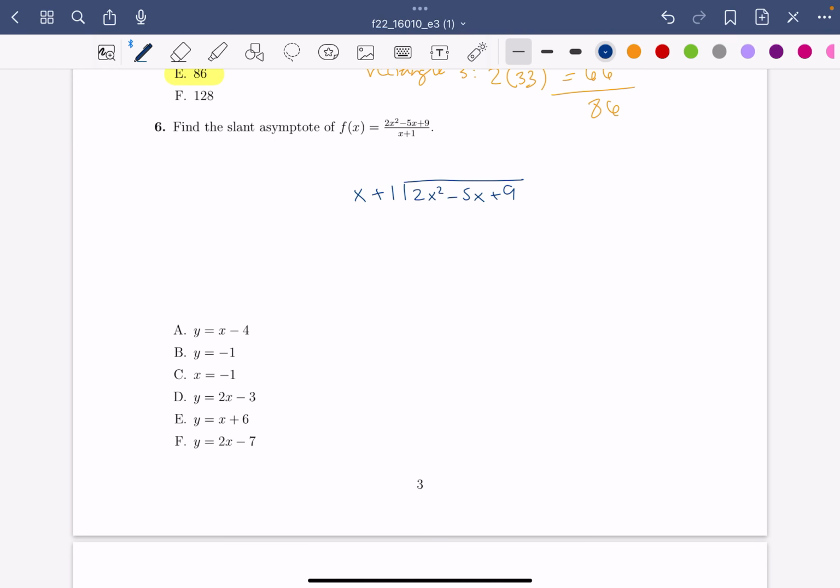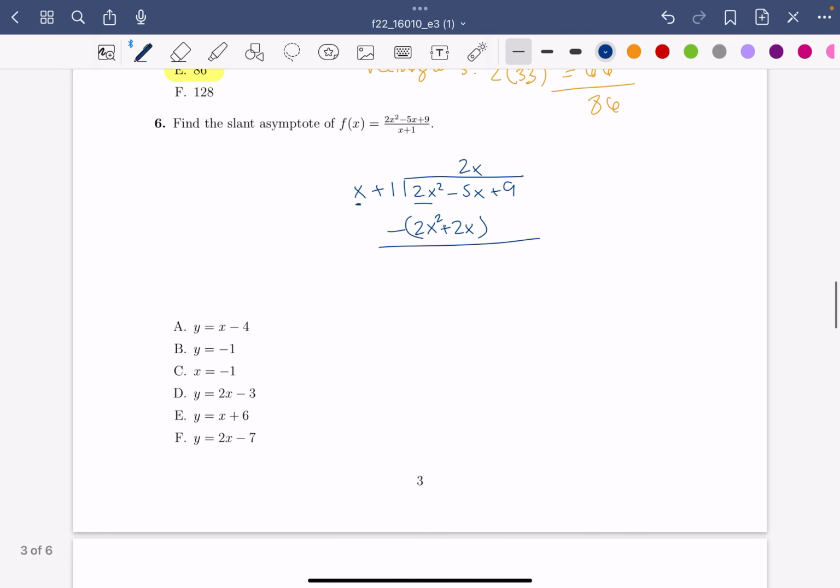Now, polynomial long division is a little weird. So we try to basically match the largest term by multiplying by something. So for this first one, we want to say x plus 1. What times x will equal 2x squared? 2x. So we line this up. So 2x squared plus 2x. Subtract that. And that gives us minus 5x minus 2x, which is minus 7x. And then we move the 9 down, plus 9.